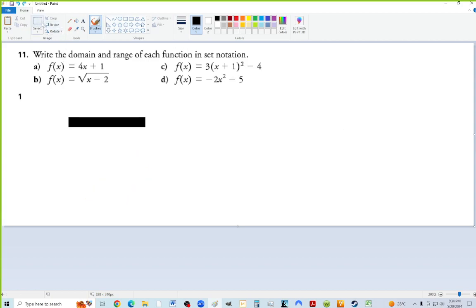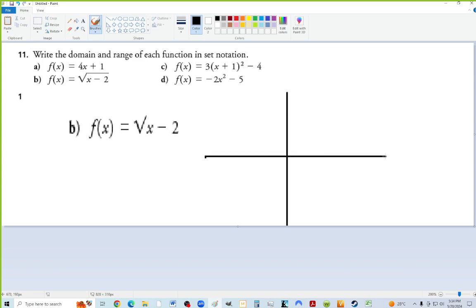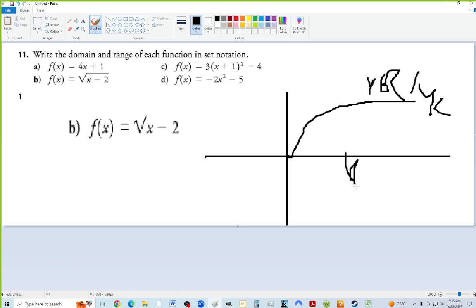This is a quadratic right here. But you can see there's an x transformation. Where does the normal quadratic start? The normal quadratic starts at 0, 0, and its values are bigger than 0 forever, so y∈ℝ, y bigger or equal to 0, and x∈ℝ, x bigger or equal to 0.